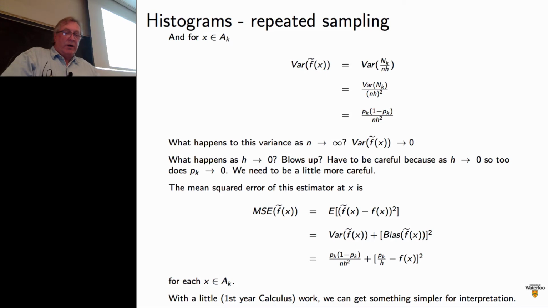Well, let's look at the mean squared error. And the mean squared error is the expected value of the squared difference between the estimator and the thing you're trying to estimate. And you know, or you can prove very straightforwardly, that that's just going to be the sum of the variance and the square of the bias. So we can just plop those things in there because we've already evaluated those. So I've got the mean squared error, which is going to have a variance term and a bias squared term. And if you recall from first year, there's a little bit of calculus that we can use to help us interpret this.